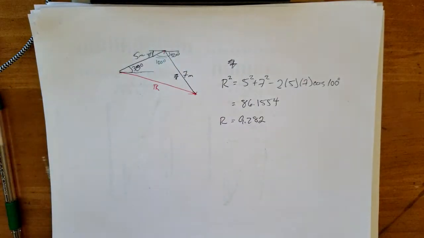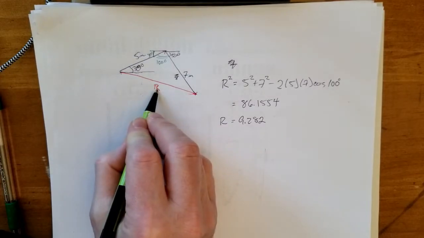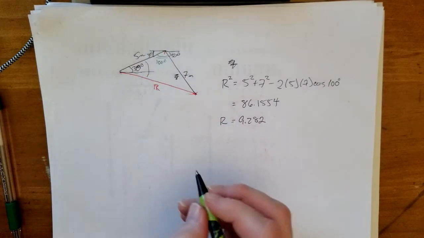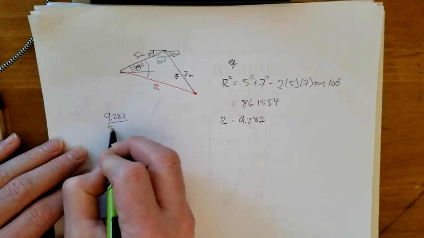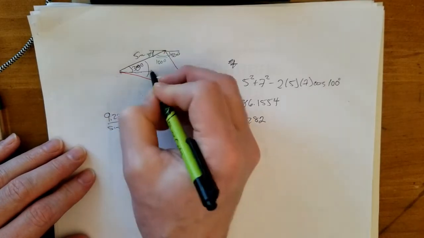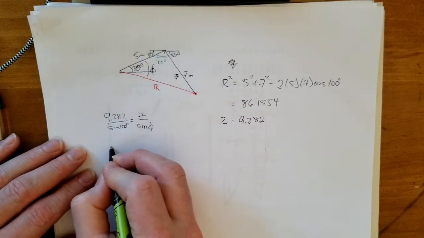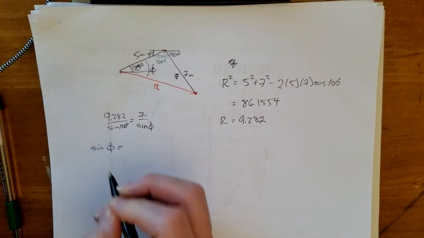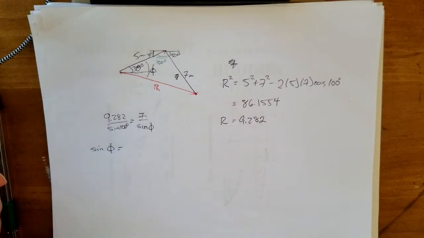What a coincidence. To find the angle here, I now know this side right here, and I know its opposite angle, so I can use law of sines to find this angle right here. And so I have 9.282 over the sine of 100 degrees, is equal to 7 over the sine of, what do we call that, phi? Is that whole angle, sine of phi. And so phi ends up being, let's go through the steps. Sine of phi, cross multiplying, so multiply the angle, the diagonal we know, divide by what's left over.